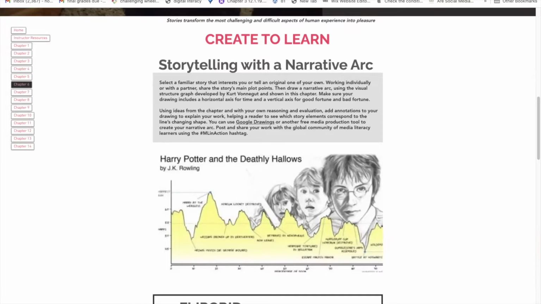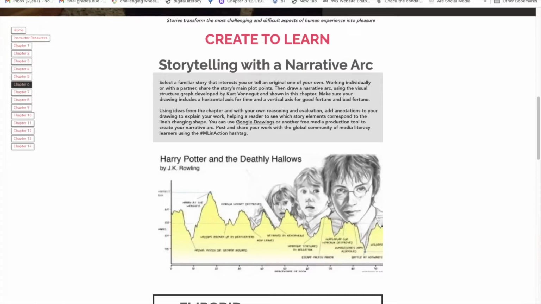One of the activities that I love to do with my students, and that I invite my teachers who I'm teaching to do, is to select a familiar story that interests you or tell an original one of your own by plotting out the plot points on a chart and making sure that your diagram includes a vertical axis that includes good fortune and bad fortune. Because stories are rooted in characters who get plunged into conflict, where bad fortune occurs and where they have to work their way out of it.